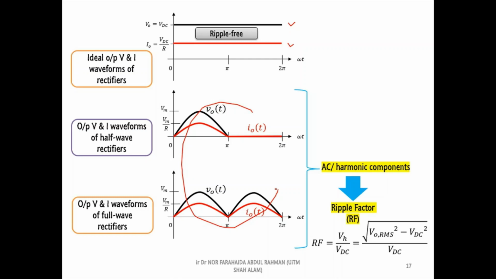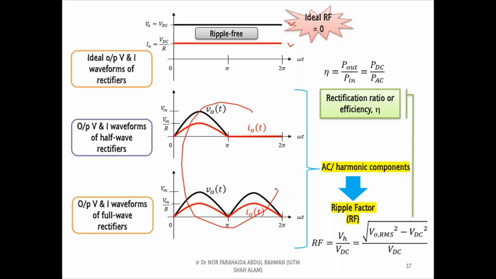Ideally, the ripple factor should equal 0. Moreover, the rectification ratio or the efficiency of the rectifier is also affected by the ripple waveforms. In ideal conditions, the efficiency of the rectifiers is 100%.